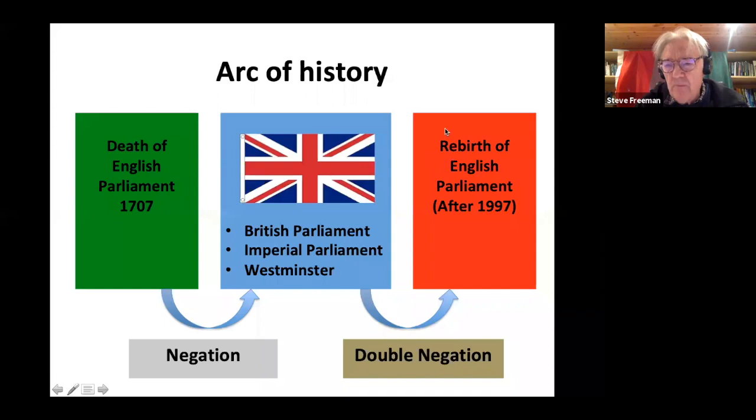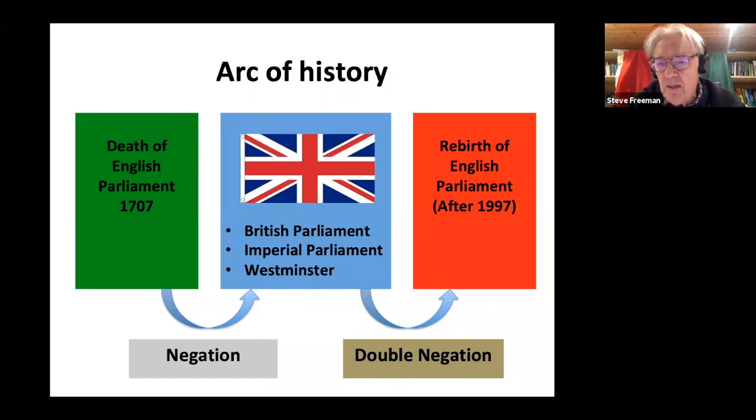So my hypothesis would be that the English Parliament died in 1707. It was abolished in 1707. This is not really recognised, because what happened in 1707 was that the Scottish Parliament was abolished. That was called the Act of Union. So when the Scottish Parliament was abolished, Scotland sent its MPs down to London. So the MPs turned up and sat in the Westminster Parliament.